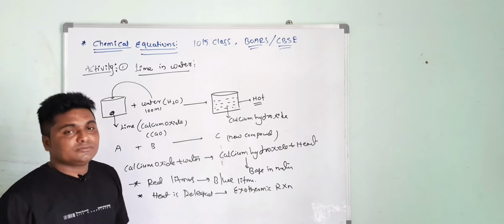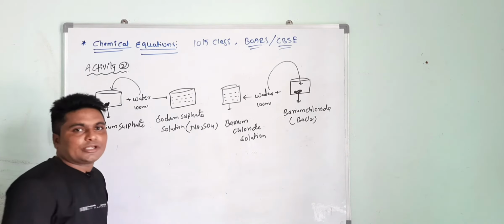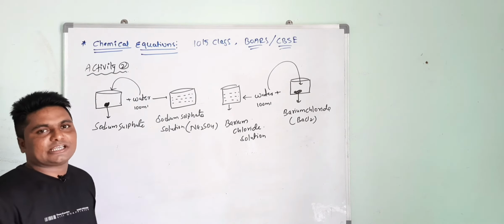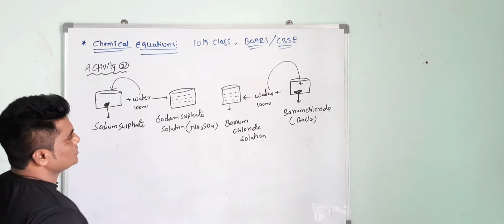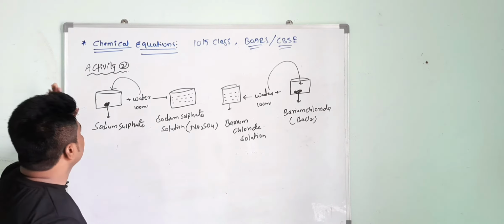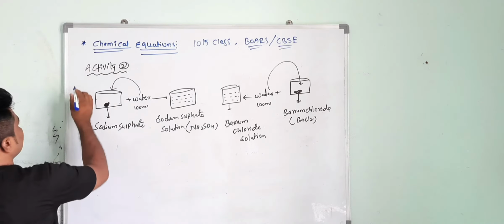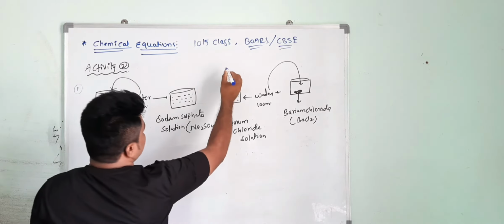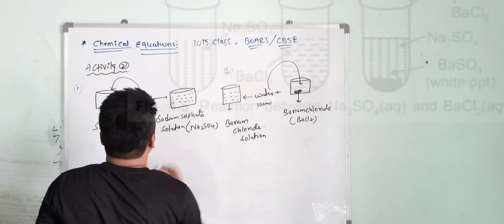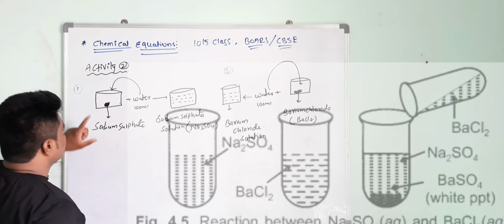Okay, write down. Now let's see the second activity. It is a very simple activity. Don't get confused by this diagram here. Very simple. This is case 1 and this is case 2.